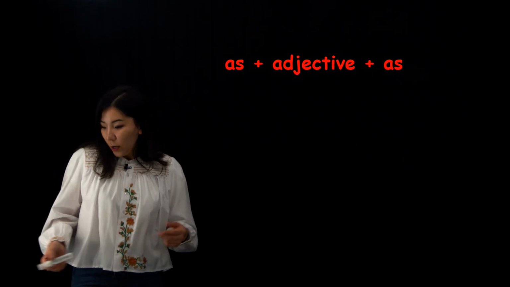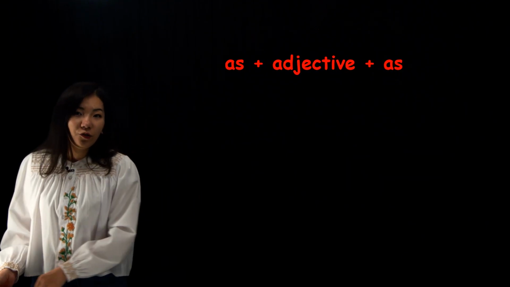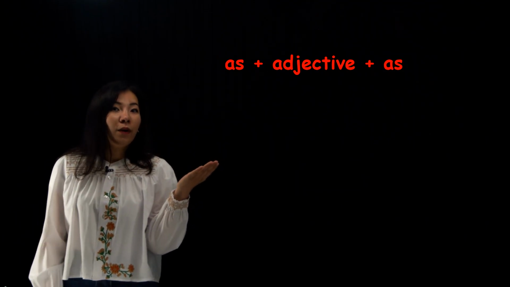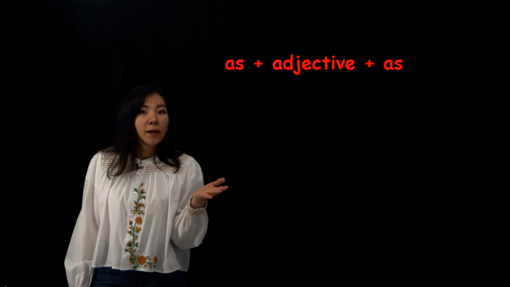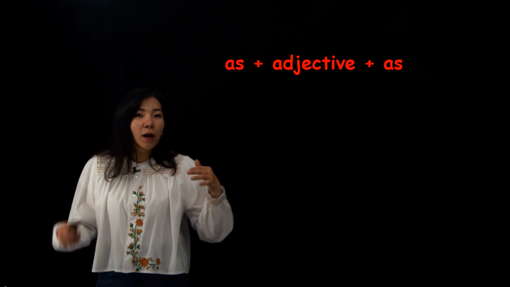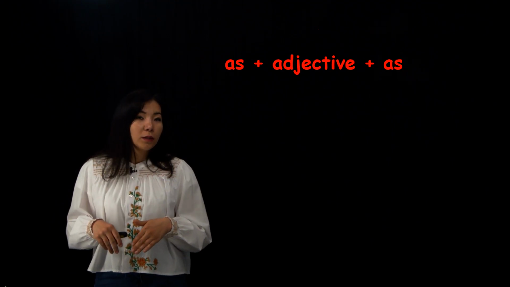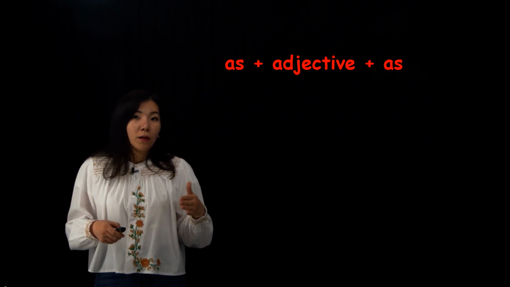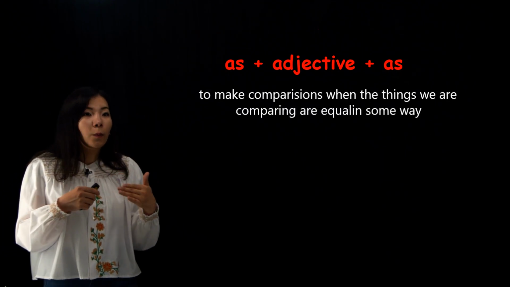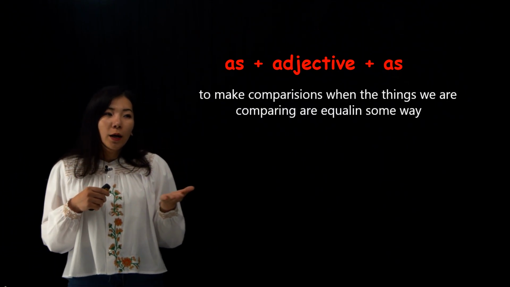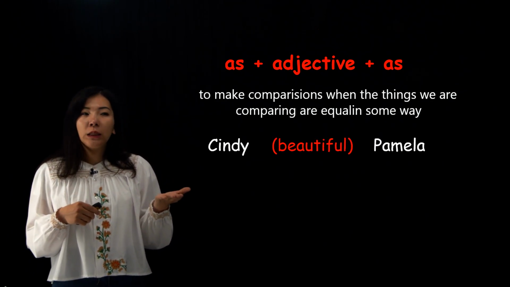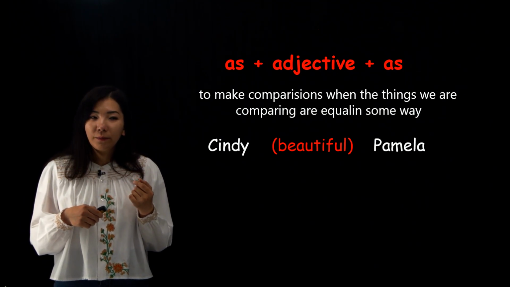So now look at this structure. We use as adjective as to make comparisons when the things we are comparing are equal in some way. So try to make a sentence out of these 3 words.